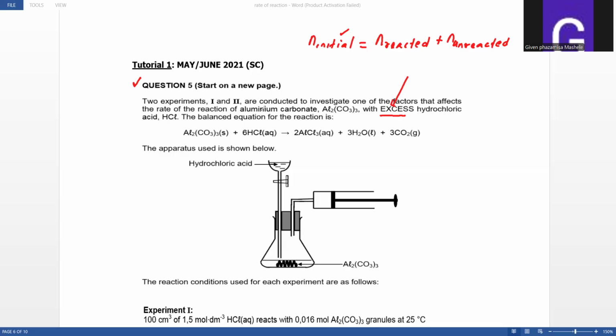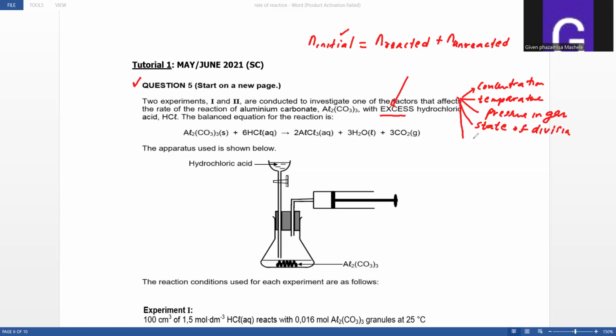Now, we know that we want to investigate one of the factors that affect the rate of reaction. We know that the factors affecting rate of reaction, the first one is concentration, followed by temperature, followed by pressure in gases, followed by state of division or surface area.